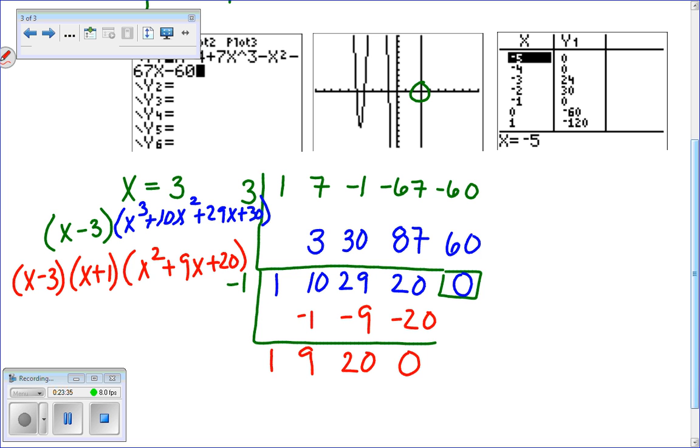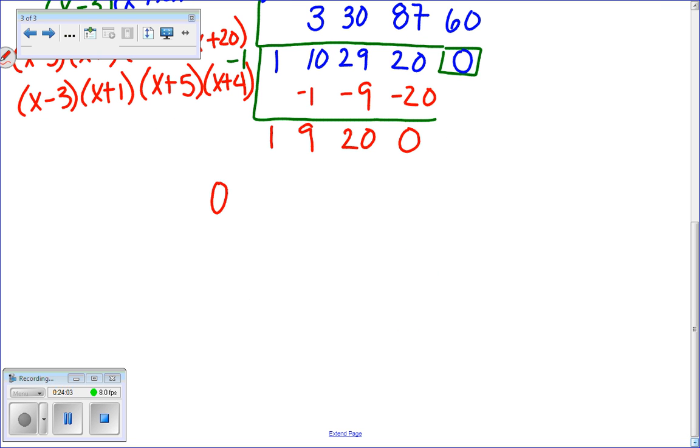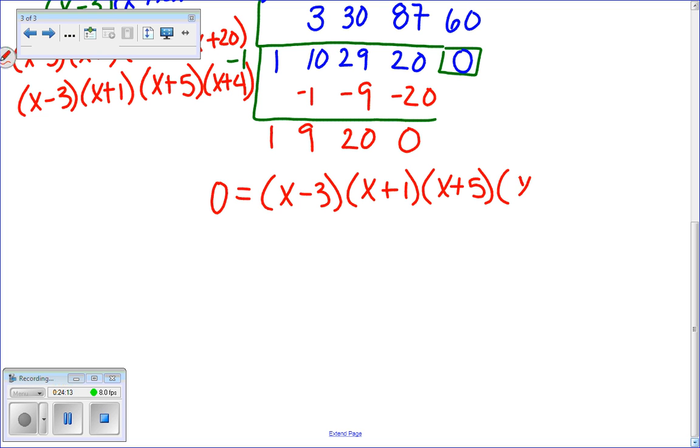Now we can do synthetic division again with the other 2 zeros that we have. Or hopefully we notice that x squared plus 9x plus 20 is factorable. x minus 3 times x plus 1 times x plus 5 times x plus 4. Okay, so this equals 0, and it's fully factored. So if it asks you to factor completely, this is what you would give. And you have to use synthetic division to get there.